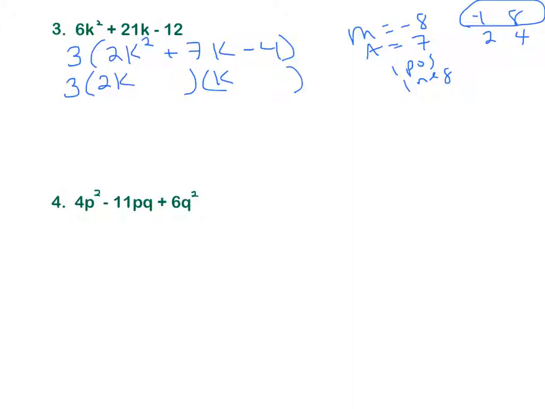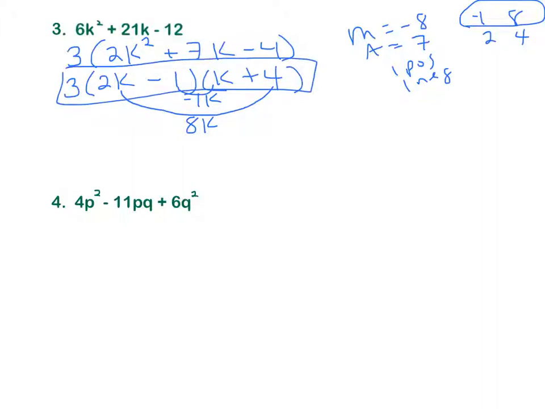So when I figure out what has to go here, I need either an 8 or a -1. So this is going to have to be the 8, and this one's going to have to be the -1. So here I get 8k, and here I get -1k, which is going to give me the 7k, and the -1 times the 4 gives me my -4. Okay, so my factored form here is this one.